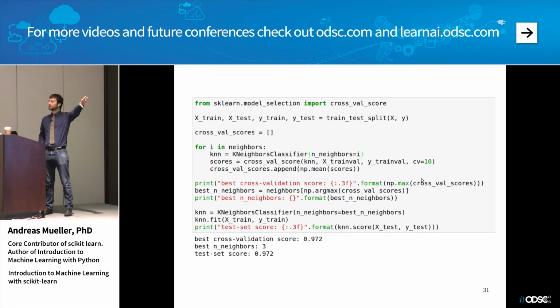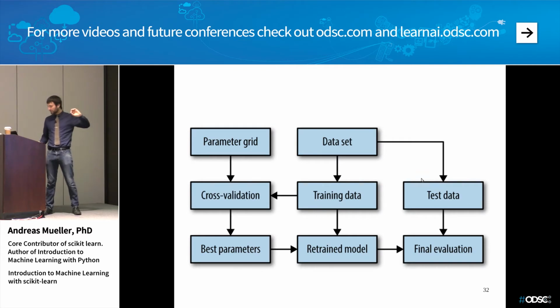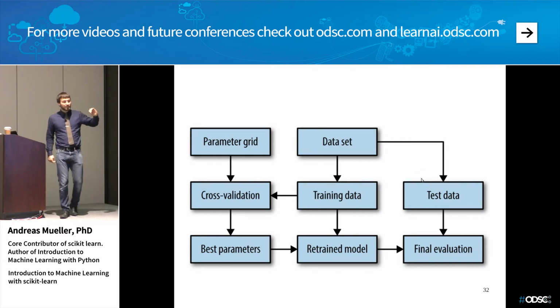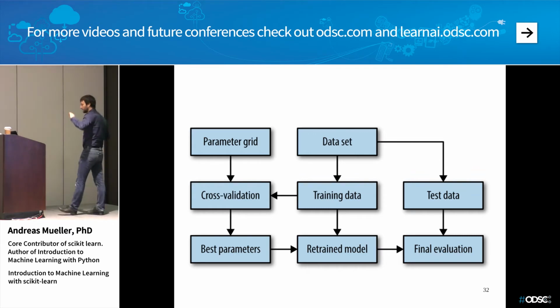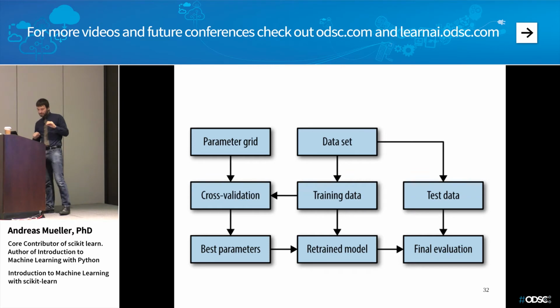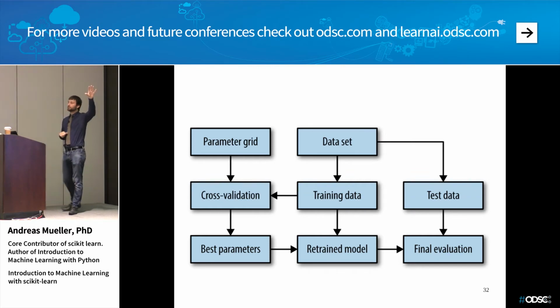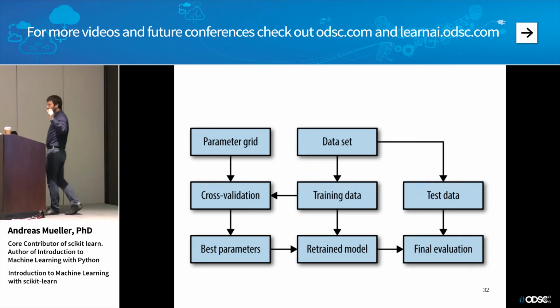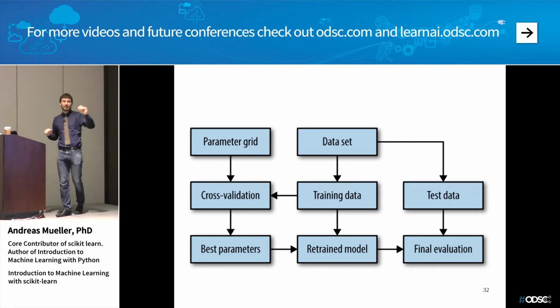Questions about how this works, or the concept? Maybe let's go through the concept. The concept is, again, we started with a data set. We split the data set into a training part and a test part. We define a grid of parameters to search over, so let's say the number of neighbors. We use cross-validation and the parameter grid on the training data set to find the best parameters. Then we retrain a model using the best parameters on the whole training set and do a final evaluation on the test set.